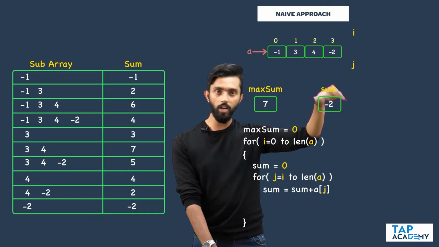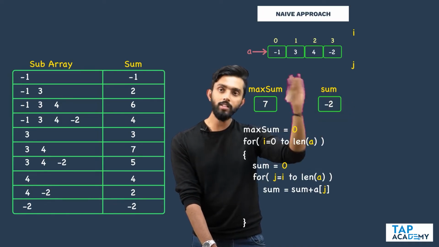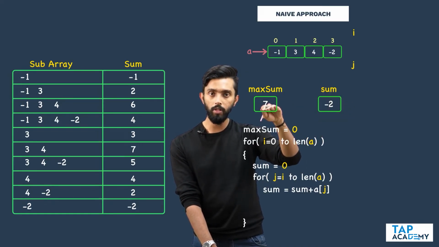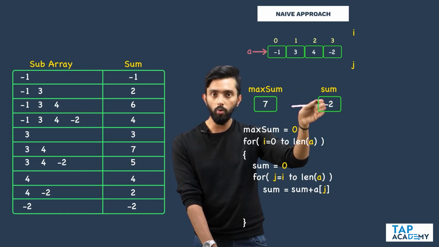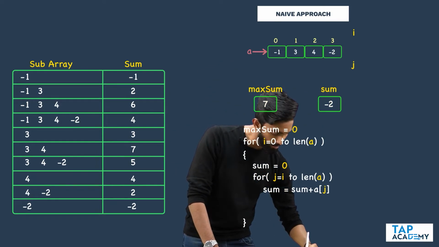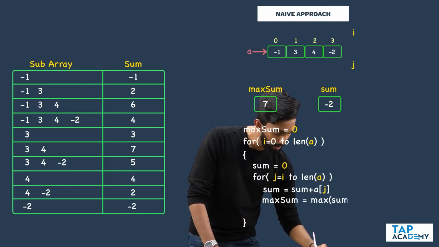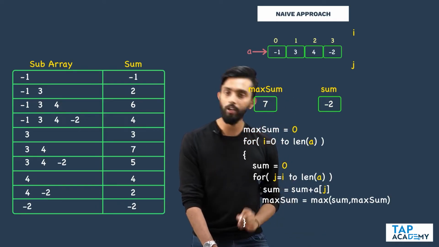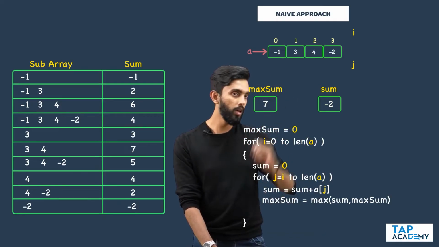Every time you add j value to sum, you must see whether that sum is greater than max sum. I hope you are able to think. How will you do it? Find max between both of them. Whichever is max, that is only max sum. So I can say like this, that maxsum is equal to whatever is the max between my sum and maxsum. Whatever is larger, that will only become maxsum.